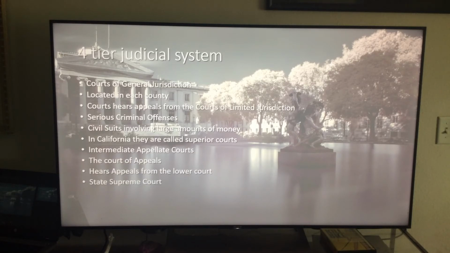And then you have the state Supreme Court, sometimes called the court of last resort. Highest court in the state. No other state court can contradict the state Supreme Court. The federal Supreme Court can get involved, but there has to be a federal question in their jurisdiction. And they hear appeals. So if you don't like the ruling of the intermediate appellate courts, you can go to the state Supreme Court and try to get it overturned as well.